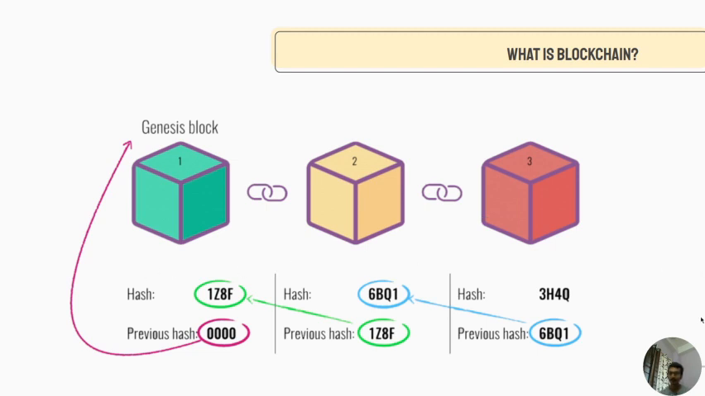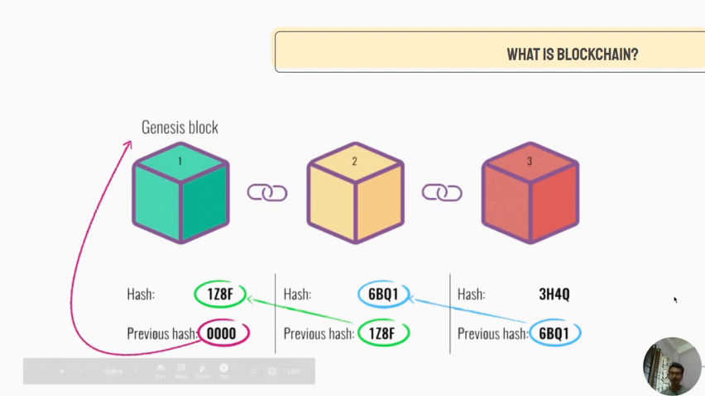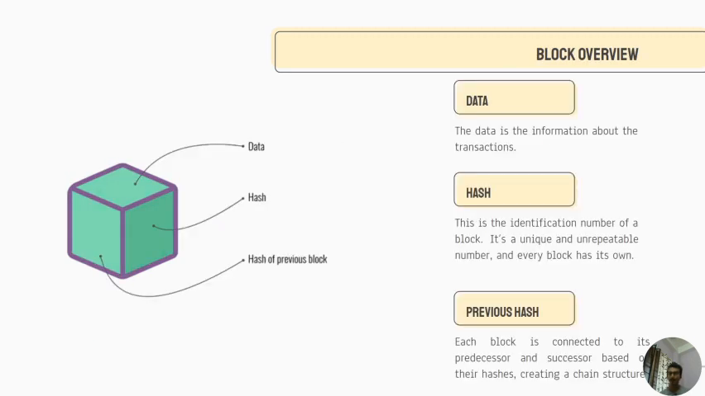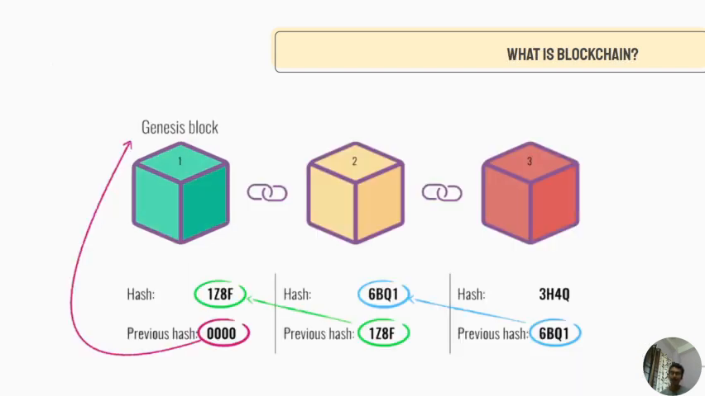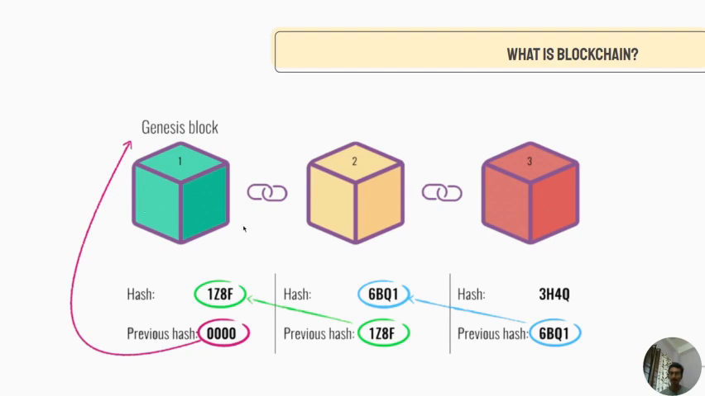Before I discuss this hash and previous hash, let me say what the three important components or parameters in a single block are. First being the data. Data can be about anything. It might be normal information or a transaction. Next is a hash. Hash is basically the unique ID of a block, right? Because suppose if I say in a simple manner that this is my first block, second block, third block, okay, it's easy and feasible to understand right now.